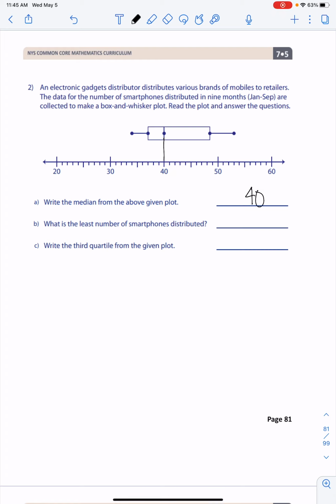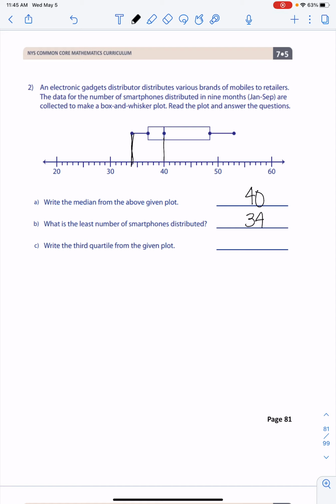So that's our first one. Our second one says, what is the least number of smartphones distributed? Well, if I bring this down here, oops, sorry, I didn't draw a straight line, it is 34, because that's the smallest number.